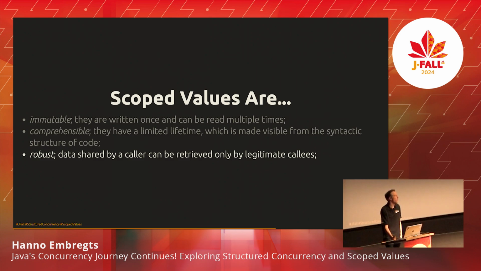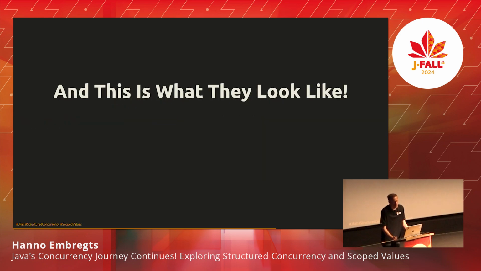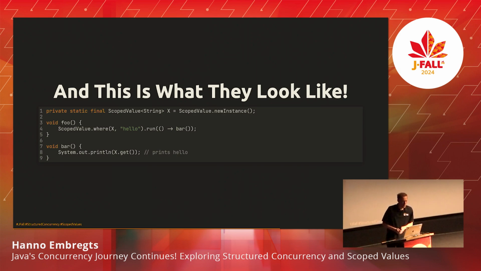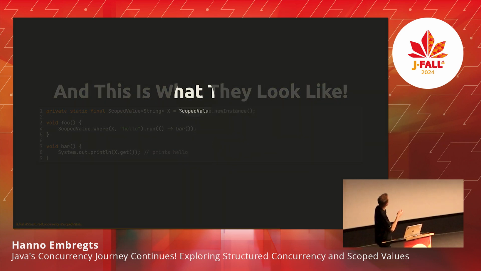And it is robust because data shared by a caller can only be retrieved by the legitimate callees and not any other part of code outside of the scope. And this is what they look like. It's just a ScopedValue type with a generic type argument, in this case String. And to use it, you create an instance called new instance here, and then you call ScopedValue.where, you refer to the value itself, then you bind the value hello, and after that you run a method.